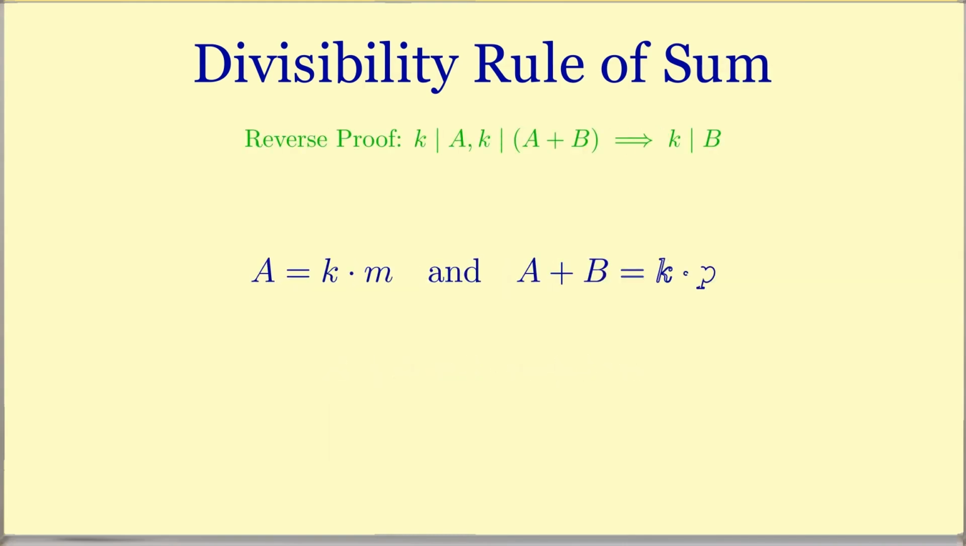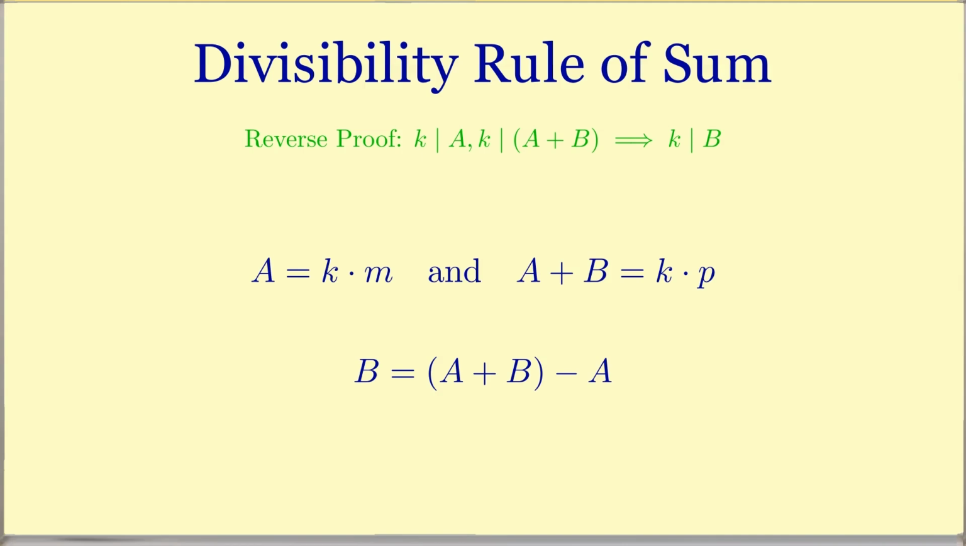Let's assume we know k divides a, and we also know it divides the total sum, a plus b. Does it have to divide b? Well, if the total sum is a perfect multiple of k, let's call that total k times p. And we already know a is k times m.